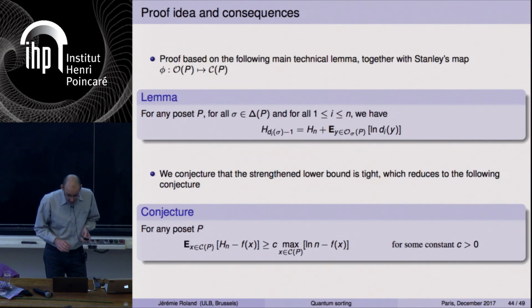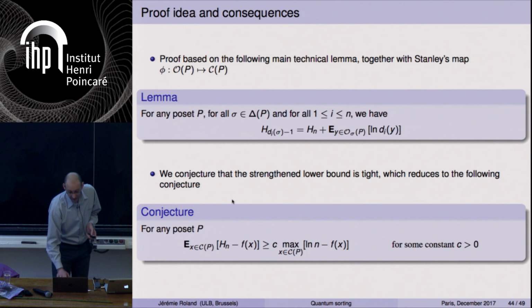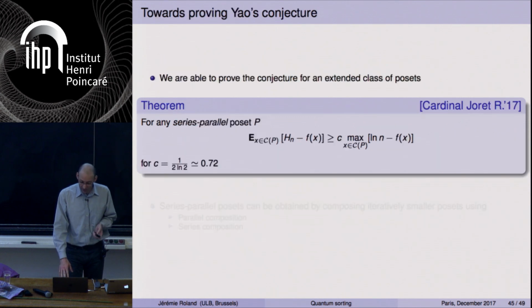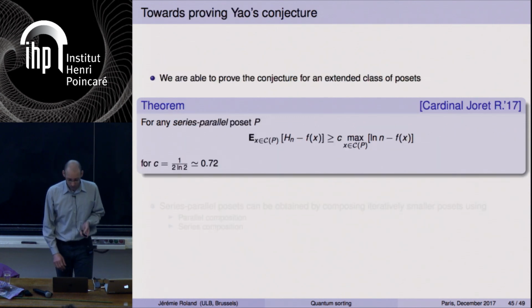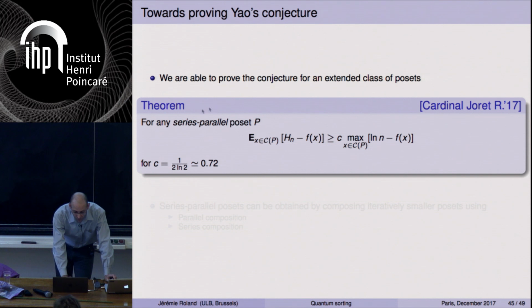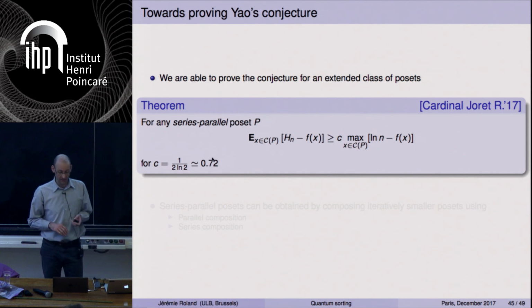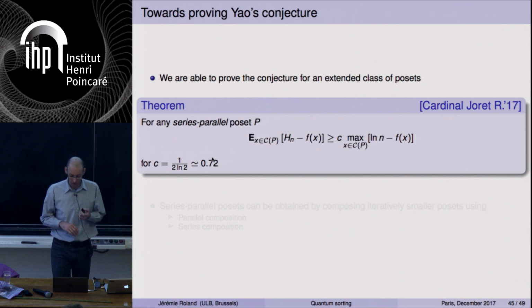Okay, so we were not able to prove this conjecture for any poset. This is why this is still a work in progress. But we could still prove it for an extended class of posets, so-called series parallel posets. We can show that for any series parallel poset, we indeed have this bound with C, which is 0.72. So essentially, the expectation is the same as the max up to this factor. So in all these posets, this is a good approximation.